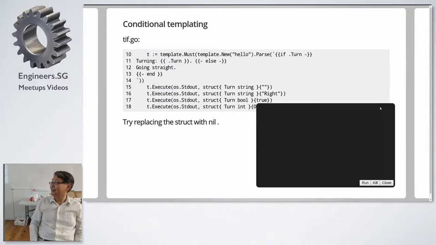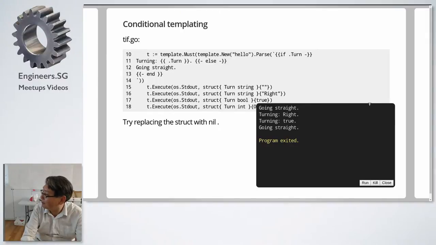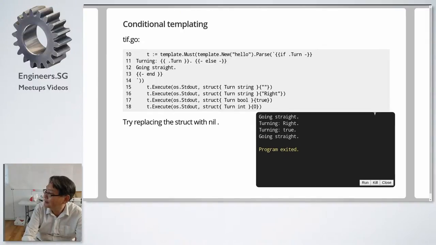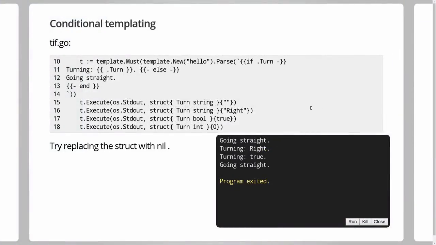Let me get that black box out of the way. So if I have a blank, it says going straight. If I have a value, it says turning right, which is the value. If I put in a boolean, which is true, it will say true. If I put in a value of zero, integer zero, it says going straight. So zero and blank is equal to null in template language.